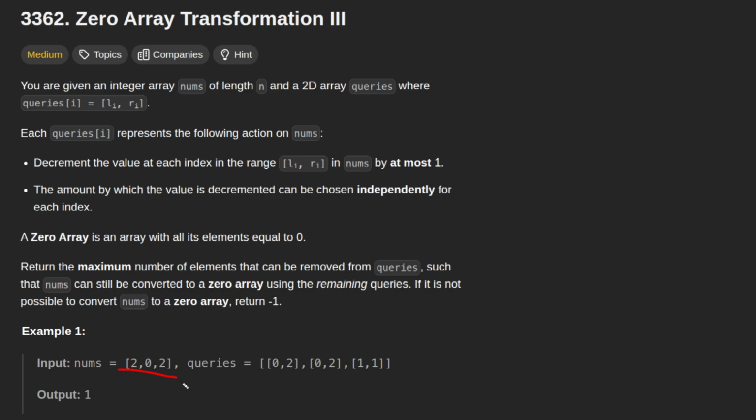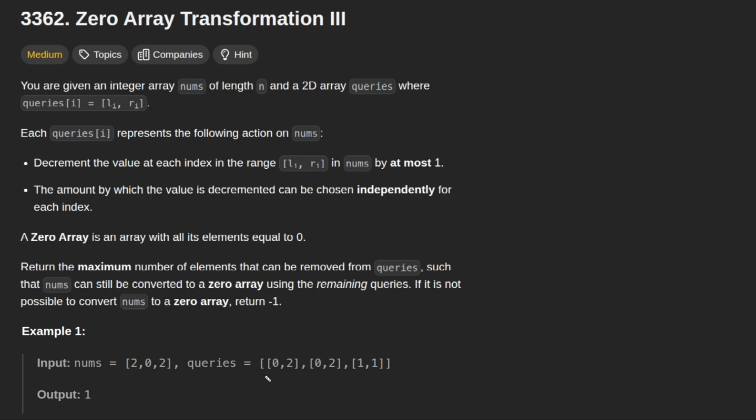So I am given a nums array, and a list of queries where each of the queries inside queries is a range, both inclusive. So for each query I have to perform the following operation on nums.